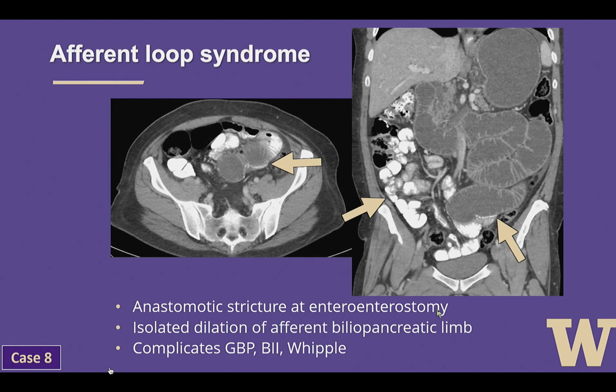So this was a case of afferent loop syndrome in a patient with gastric bypass. This is caused by an anastomotic stricture at the enteroenterostomy and results in isolated dilation of the biliopancreatic limb. The clue, as I said, is that you have isolated dilation of the biliopancreatic limb, which is not opacified with positive oral contrast, assuming you've given that particular patient positive oral contrast. And this can complicate gastric bypass, a Billroth 2 or a Whipple procedure.